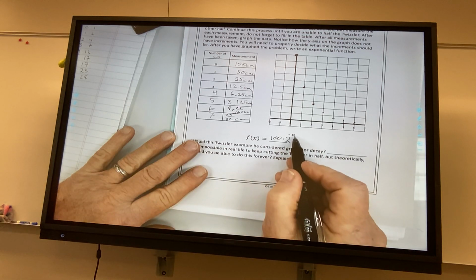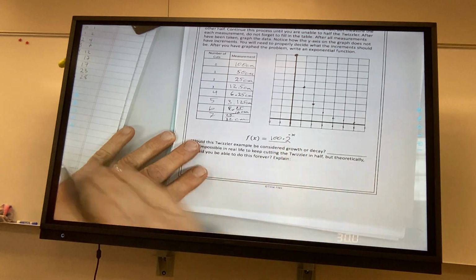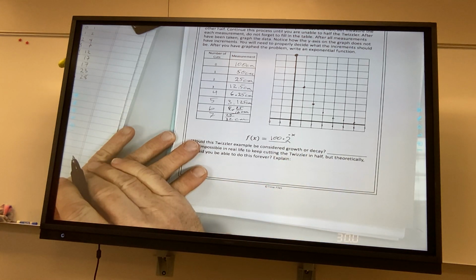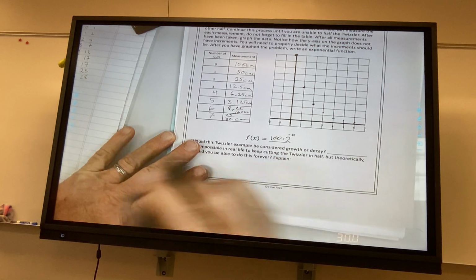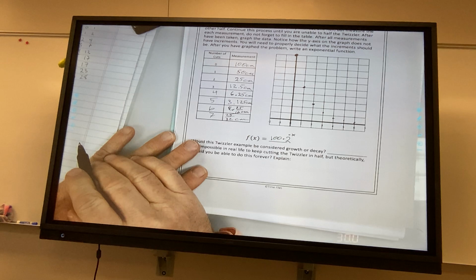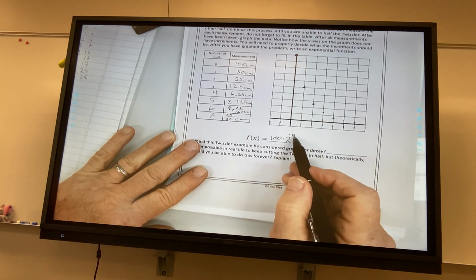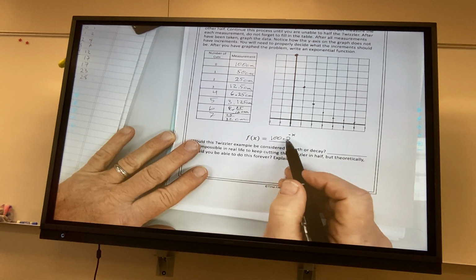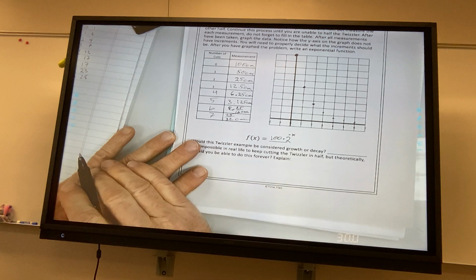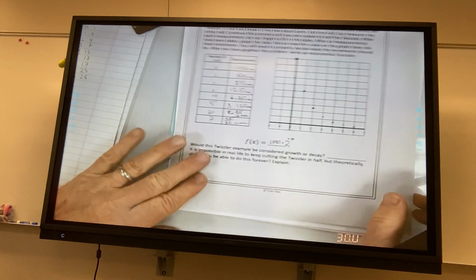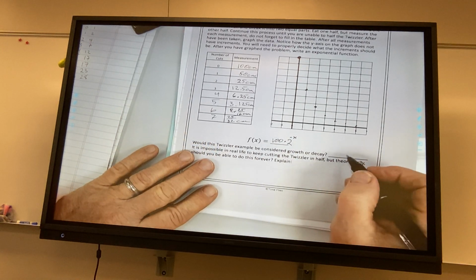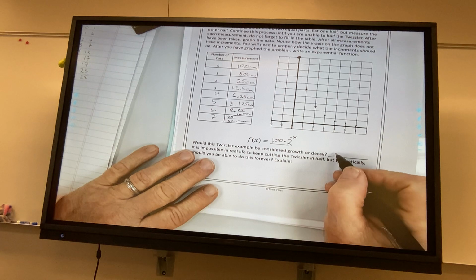So if I put a 1 in here, it'd be 50. If I put a 0 in there, it'd be 100. If I put a 2 in there, it'd be 100 divided by 4. Does that sound right? Yep. Everybody agree with that? Okay. Is this an example of growth or decay?